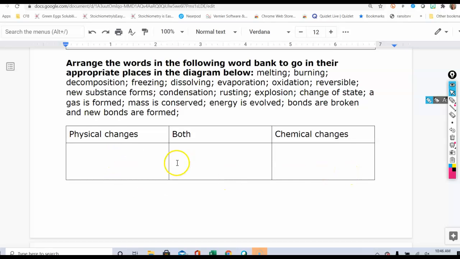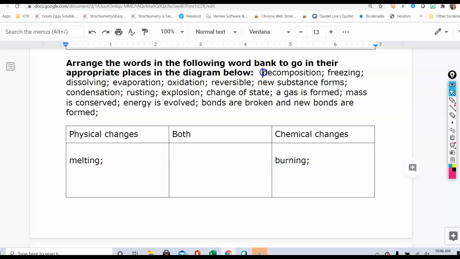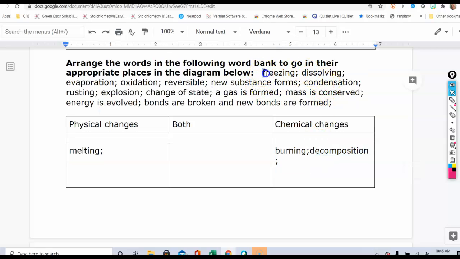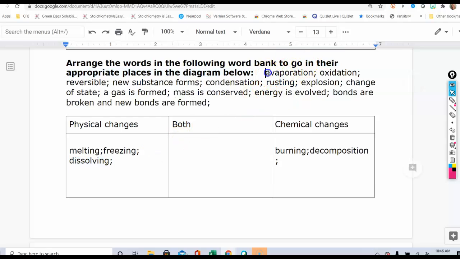Now, the next part is we're going to arrange the words in the word bank to go in their appropriate places in the diagram below. We are comparing physical changes to chemical changes and things that occur in both. So I'm actually going to go grab these things and pull them over into where they go. Melting is a physical change, but burning is a chemical change. And decomposition is a chemical change. But freezing, that's just a physical change. And dissolving is just a physical change, as is evaporation.